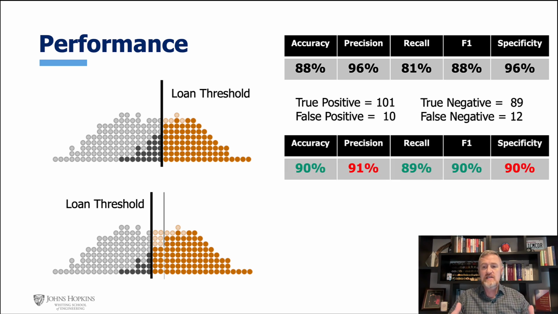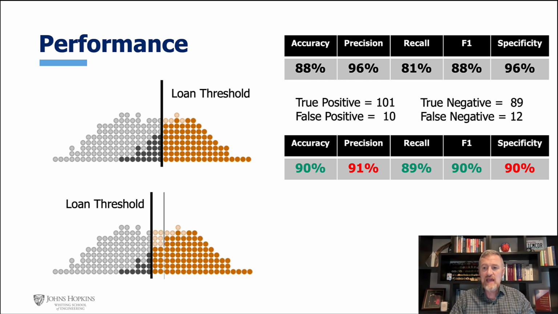And what this does is it leads to a change in those scores when I recalculate accuracy, precision, recall, F1, and specificity. So we have more accuracy now by moving the threshold to the left. We have lower precision and lower specificity, but we have higher recall and higher F1 score.